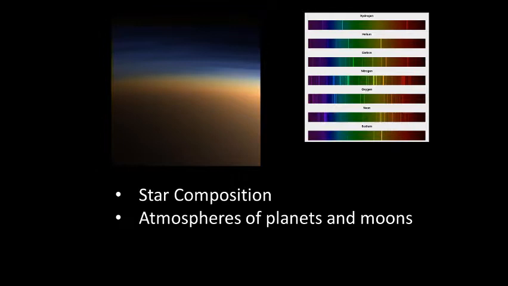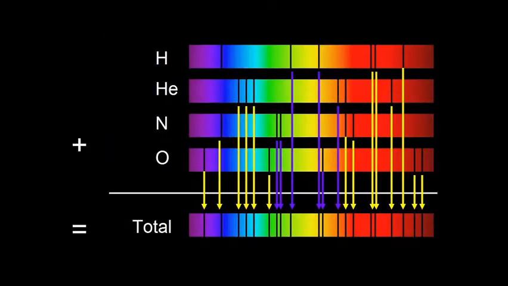Every element in the periodic table in its gas form will filter out certain wavelengths of light, and black lines are created, right? Actually, let me show you a different spectrum. Here we go. So imagine we superimpose all of these.